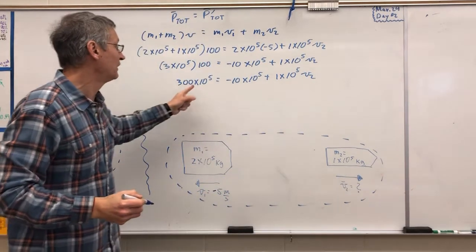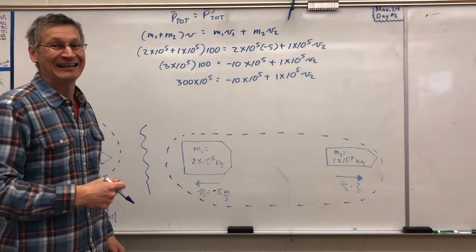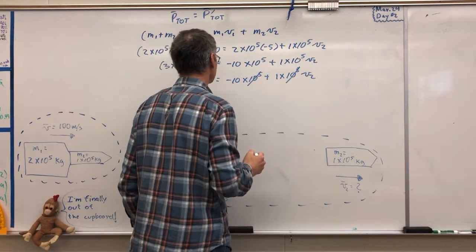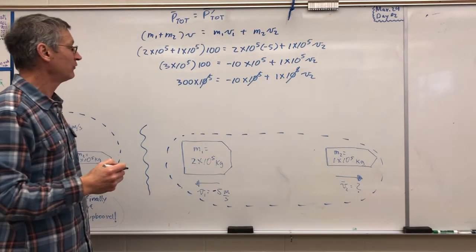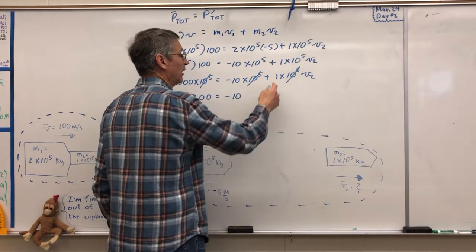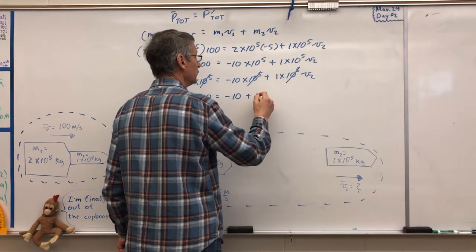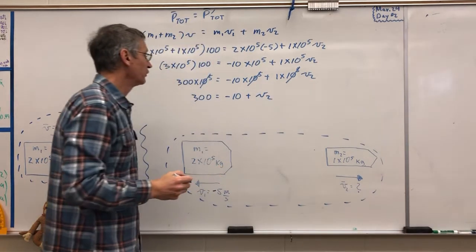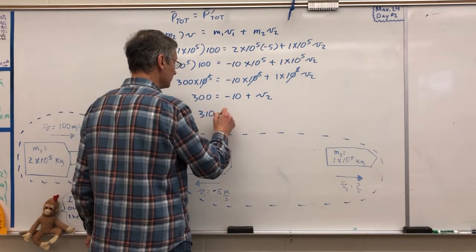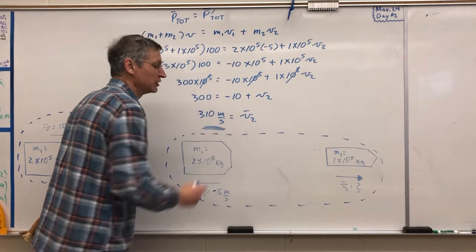Okay. Now look at this. We got a 10 to the 5th in everything. So basically, I'm going to divide both sides through by 10 to the 5th. The 10 to the 5ths are going to disappear. And what I'm left with is 300 is equal to minus 10 times 1 times v2. Or pardon me, plus 1 times v2, which is just v2. You solve this for v2, the 10 goes over to the other side, becomes a positive. And there is your answer.